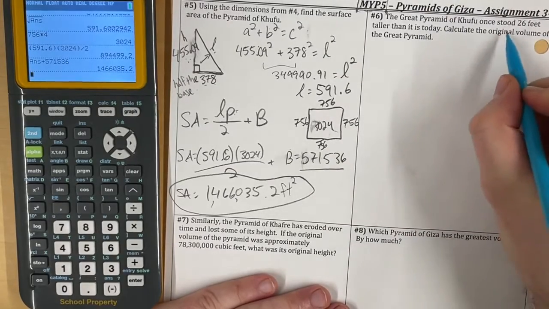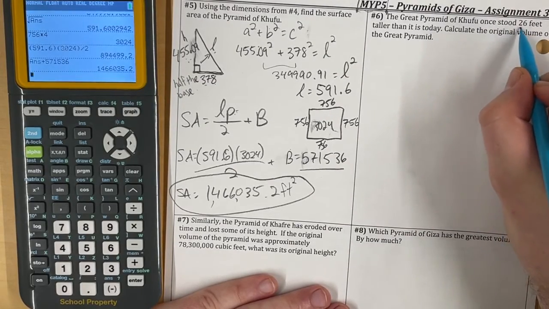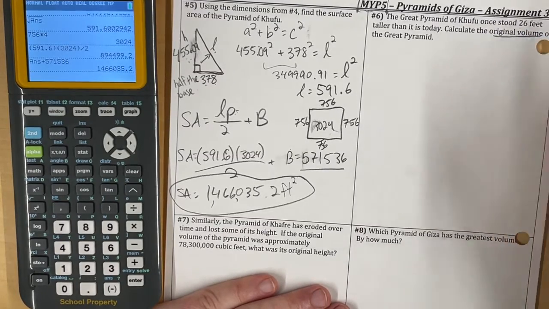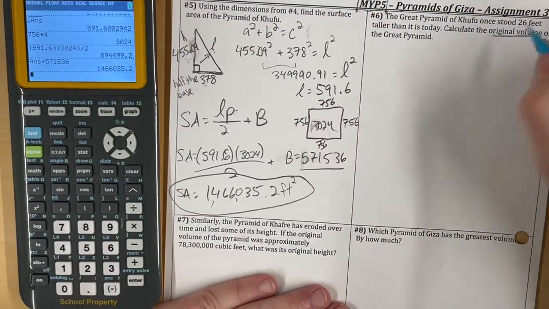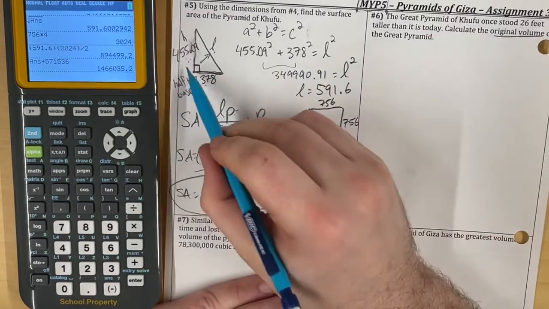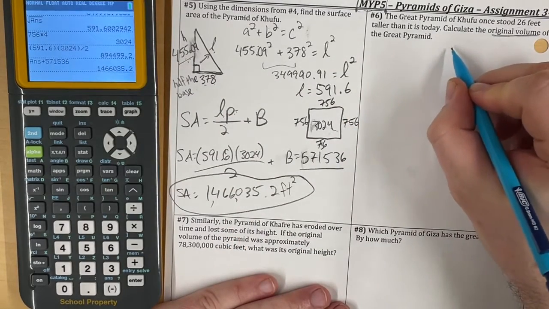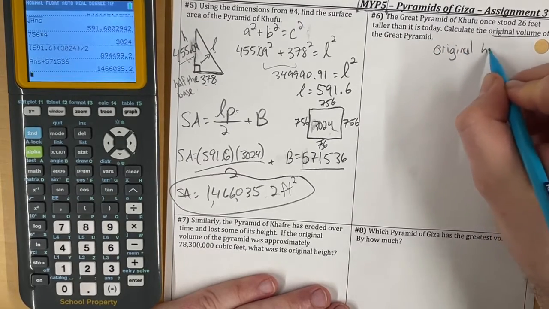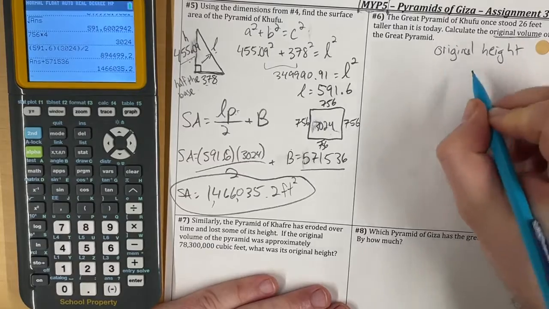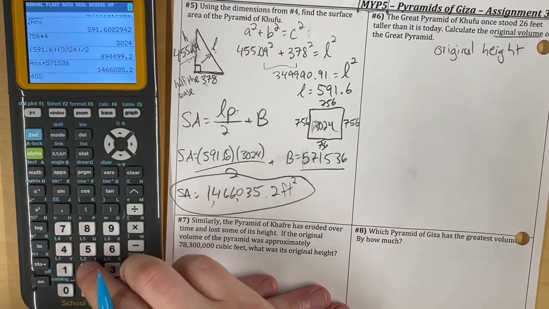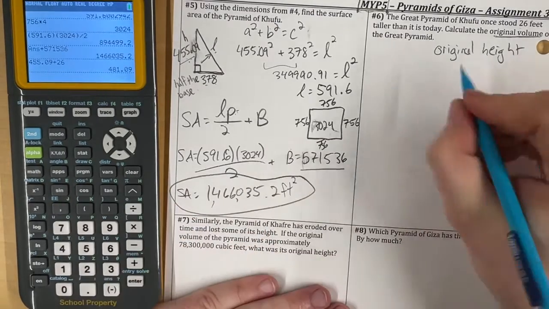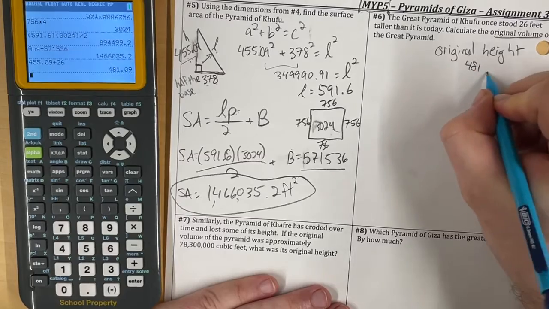And then in number 6, we're saying, okay, it stood 6 feet taller than it is today, so we're going to look for the original volume. So again, what was the height that it was before? We found that height, and we're going to take the original height. So it's going to be 455.09 plus the 26. So the original height was 481.09.